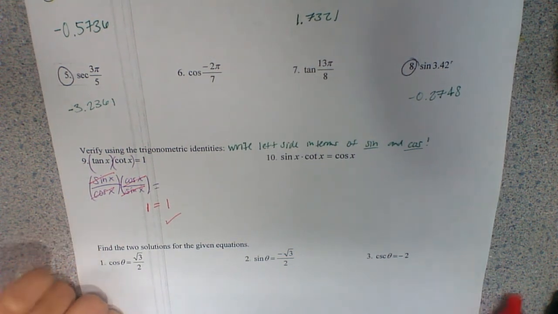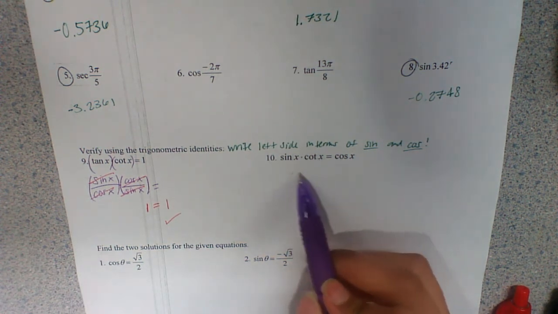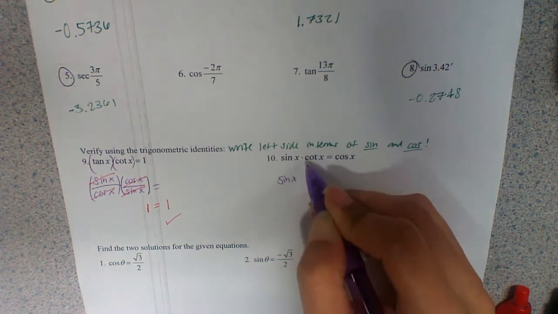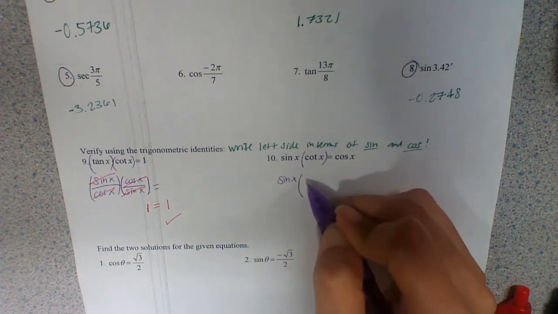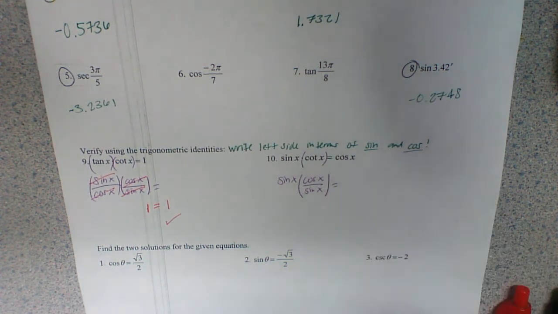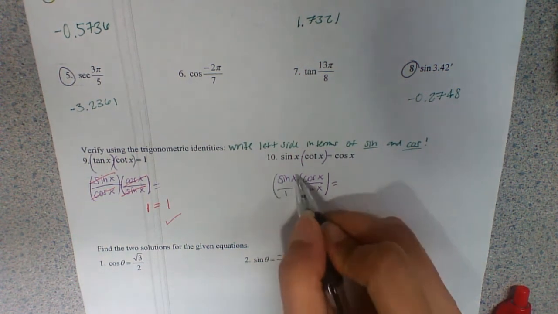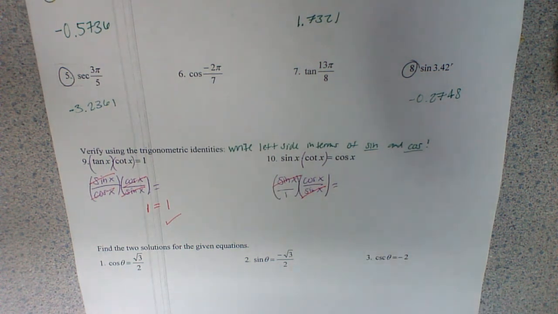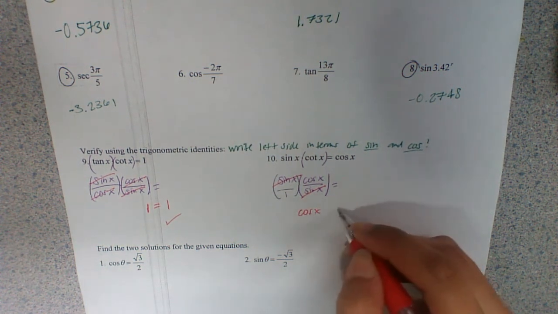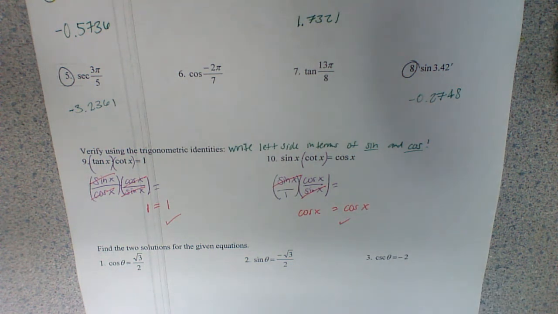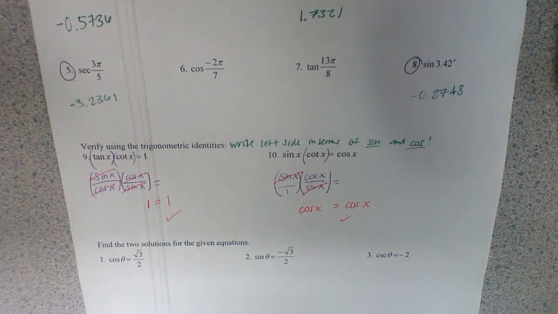Number 10, same idea. You want to rewrite the entire left side in terms of sine and cosine. The first part is already done for me. It's already in sine. Cotangent, though, I know is cos of x over sine of x. And I want to show that it equals cos. So what I'm going to do is write this first sine of x that's given over 1, so that once I multiply and simplify, I know that the sines cancel, leaving me with cos of x, which is equal to the right side, which is cos of x. There you go. Really make sure you know those identities.